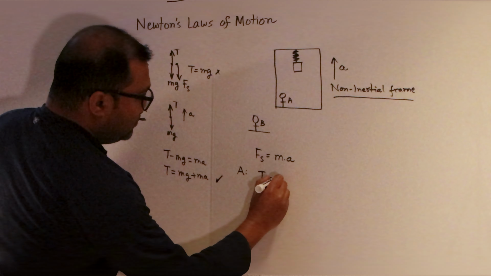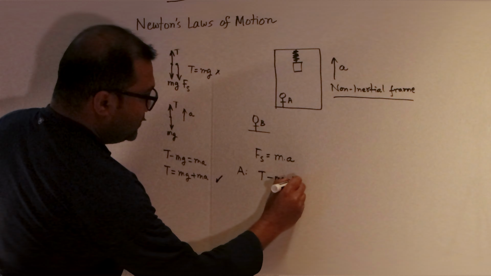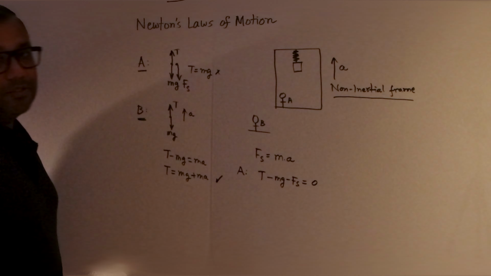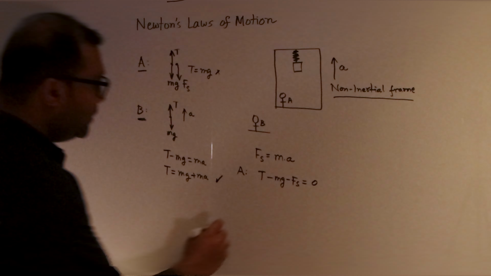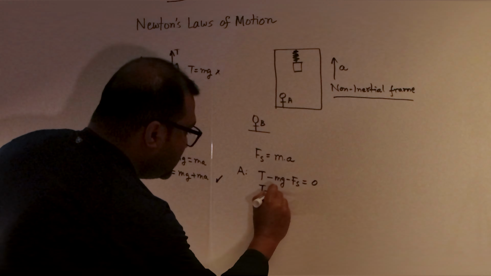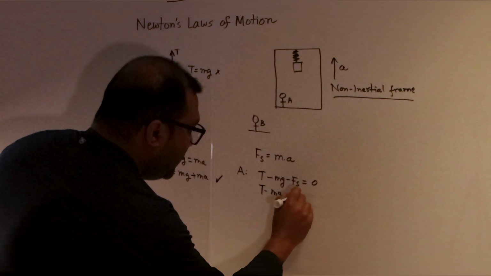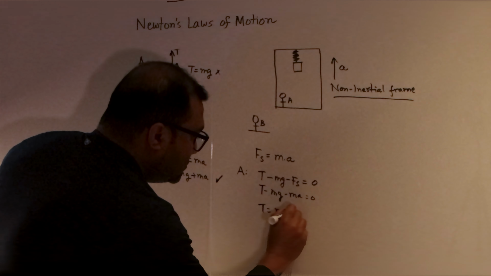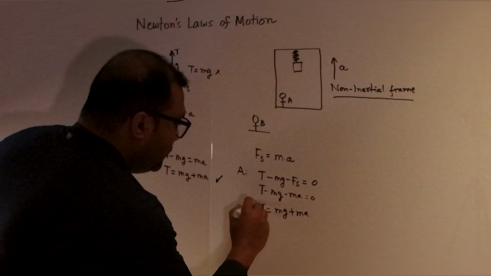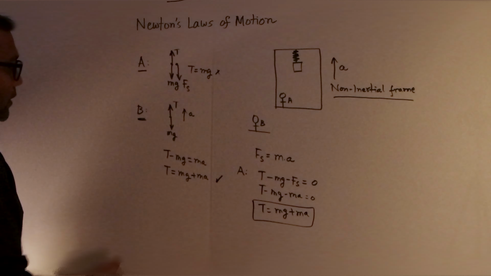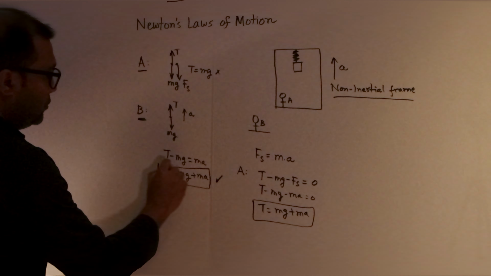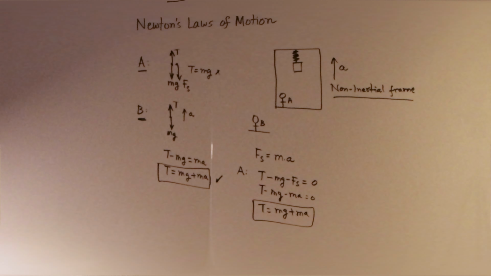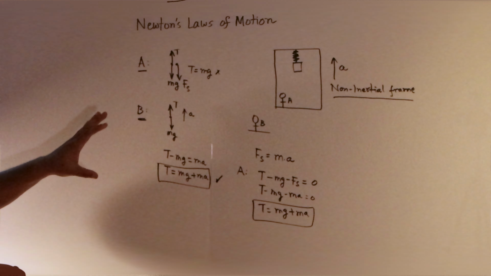T minus mg minus Fs is equal to 0, because for him there is no acceleration of the body m. Okay, so now if I write down T minus mg minus ma equals 0, T will come out to be mg plus ma, which is the same result that we got when we applied Newton's laws in an inertial frame of reference. Okay, so that is how we introduce pseudo forces.